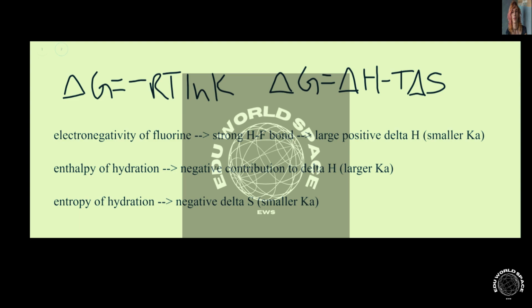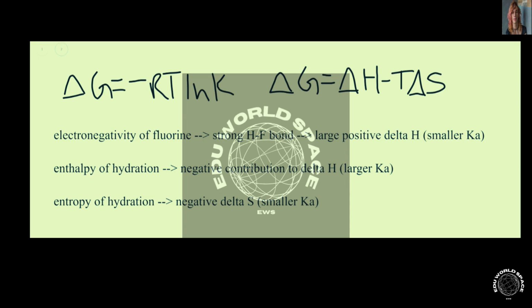We also have to consider the enthalpy of hydration. So the enthalpy of hydration actually has a negative contribution to ΔH. So that actually brings our Ka back up to a larger value. So how do we account for this? Well, we also have to consider the entropy of hydration.